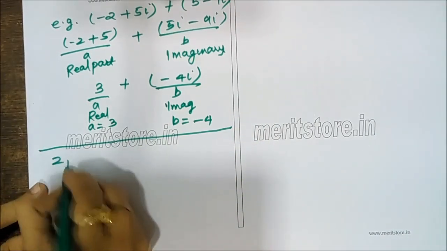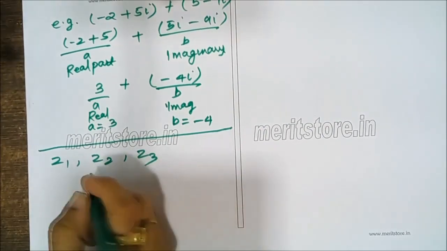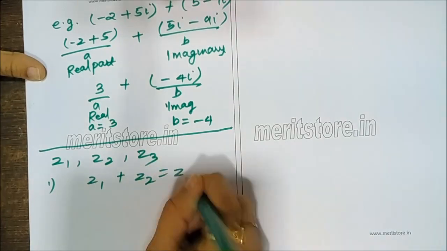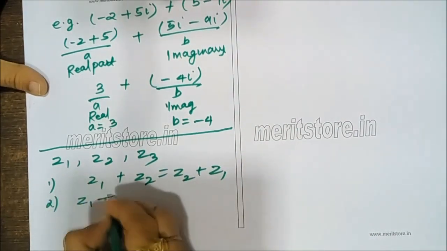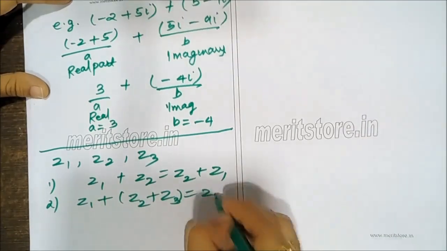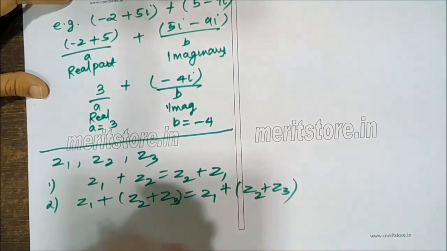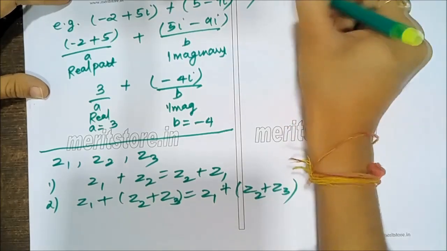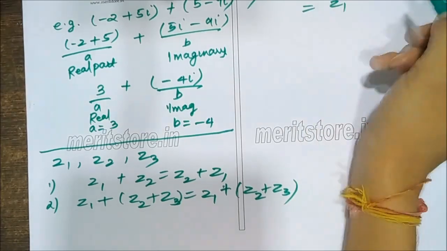After that, if I am taking three values z1, z2, z3, or three complex numbers, first one I would say z1 plus z2 is equal to z2 plus z1. Second, z1 plus z2 plus z3 is equal to z1 plus z2 plus z3. And third, if I am adding z1 plus 0 or 0 plus z1, the answer will remain the same.